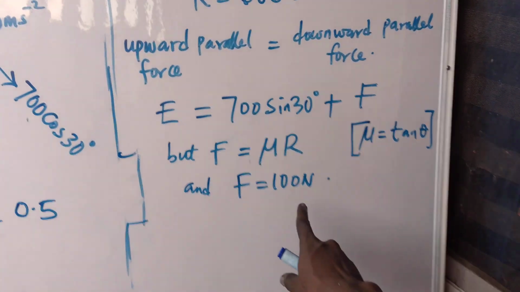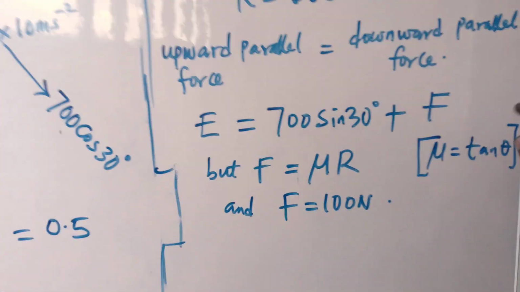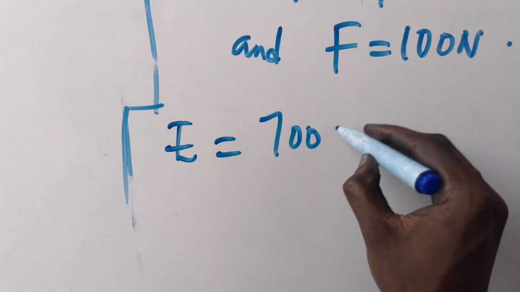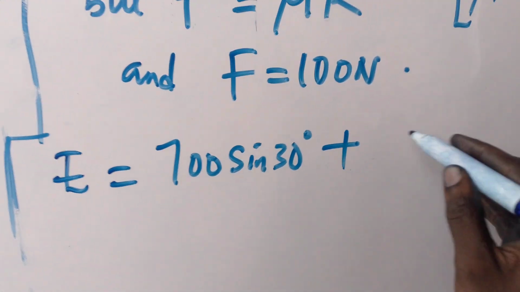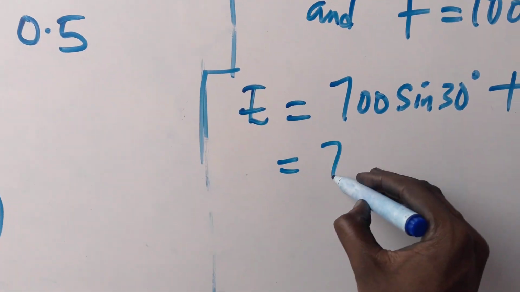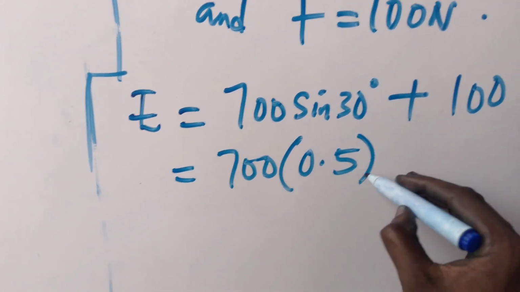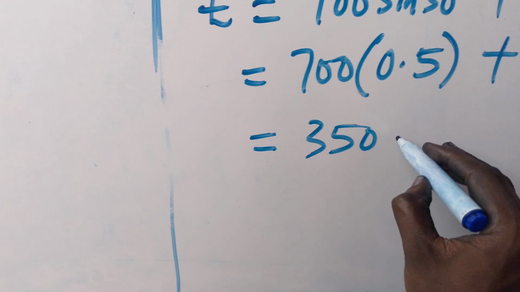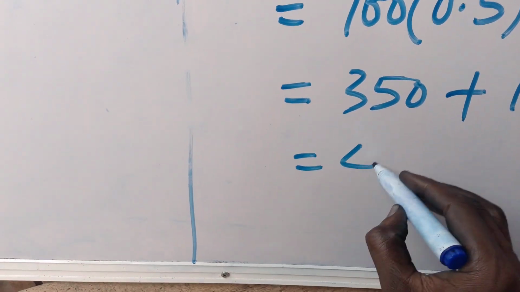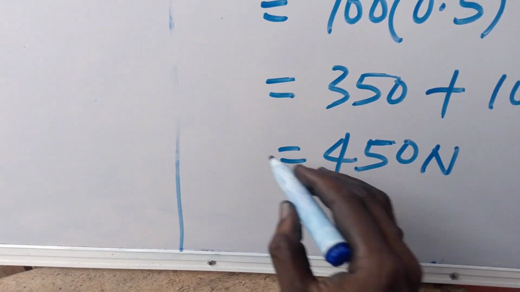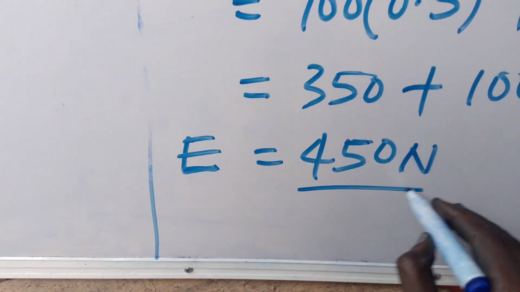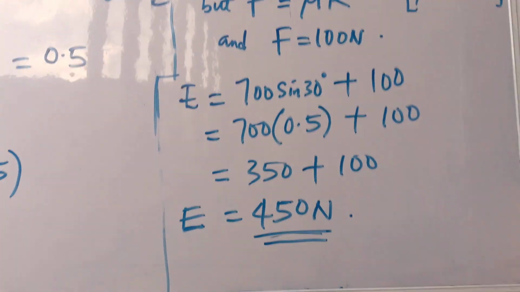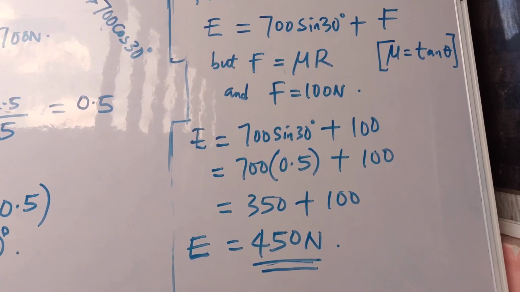But then we are given friction force as 100 Newton, so there will be no need to go through this long procedure. Put the value inside here, and we have that effort E is equal to 700 sine 30 degrees plus 100. So 700 times sine 30, which is 0.5, plus 100: 700 times 0.5 gives 350. Add it to 100, I'll have 450 Newton. The minimum effort applied is 450 Newton. Take note of that.